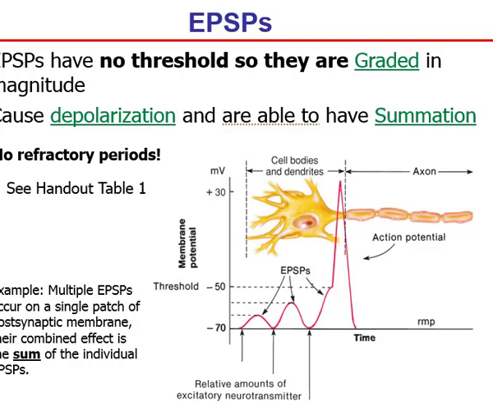Here in this example, multiple EPSPs occur on a single patch of postsynaptic membrane. Their combined effect is the sum of the individual EPSPs. Threshold is met when we add both of them together and an action potential is fired from the axon hillock. These combined effects are exactly how interpretations of our environment are indicated to the brain.